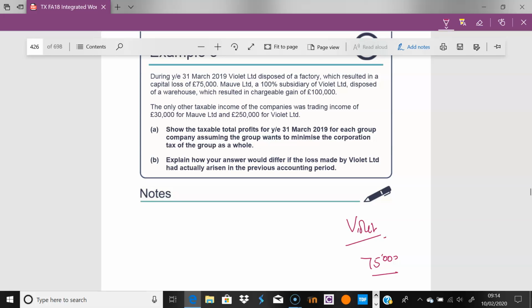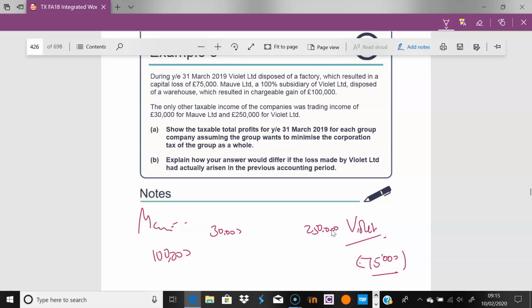So you now have Maeve, who has a chargeable gain of 100,000. Whether or not Violet gives the factory to Maeve or gives the loss to Maeve is really irrelevant. The key point is the net effect: what can she do with it? So this happens in her year. The only taxable income is trading income. Maeve has trading income of 30,000 and Violet has 250,000. Violet cannot use this 75,000 against the trading income, unfortunately. It doesn't work like that for companies.